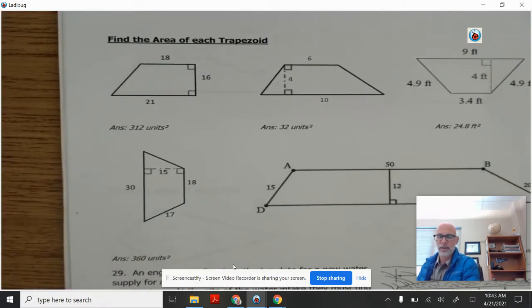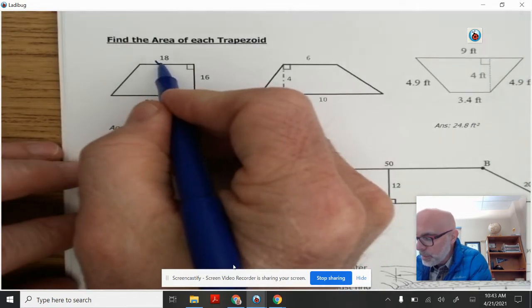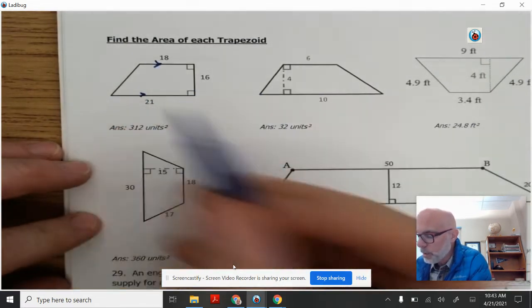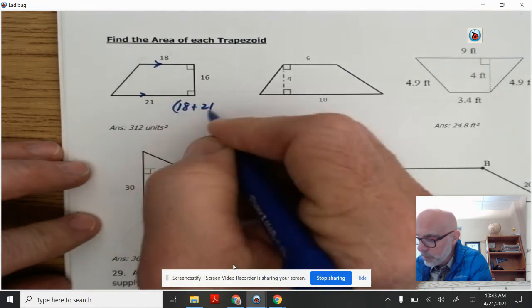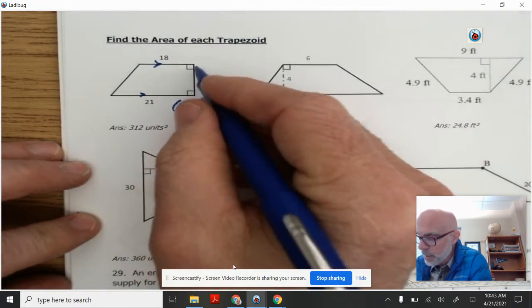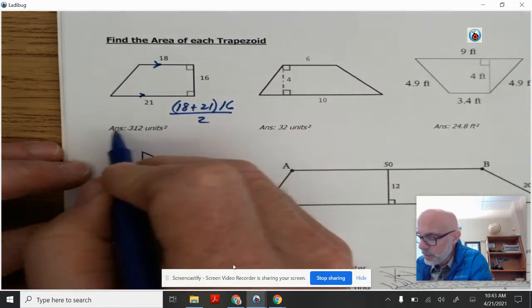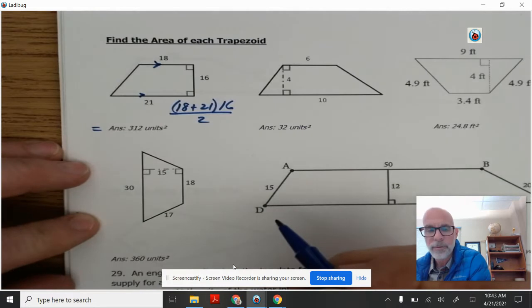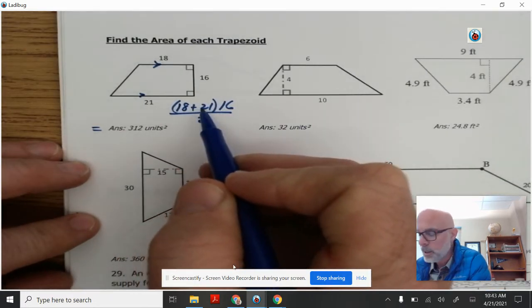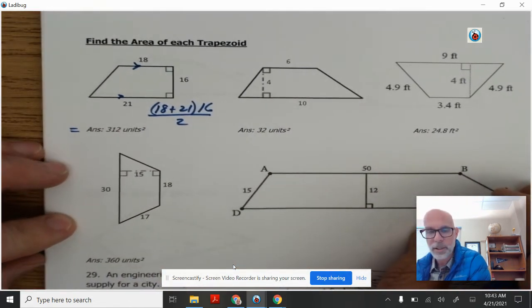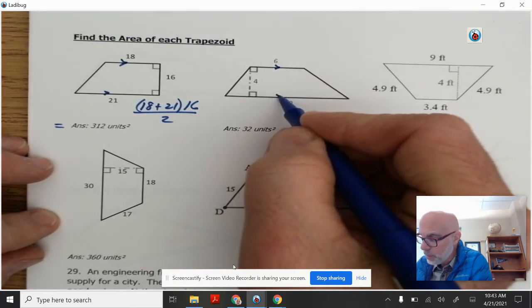And the good thing about this is you don't have to divide it up into rectangles and triangles. So remember, base 1 and base 2 are the two that are parallel. So it's going to be 18 plus 21. There's my base 1 and base 2, times the height, which is perpendicular, and then divide by 2. That's how you're going to get this answer of 312. When you type this in the calculator, this has to happen first before you multiply by 16 and divide by 2.